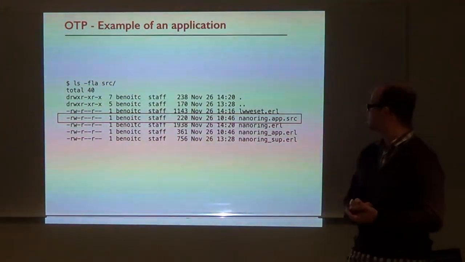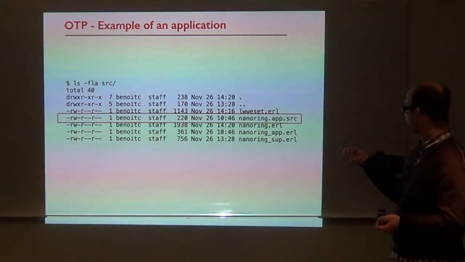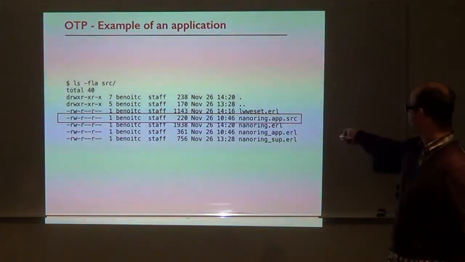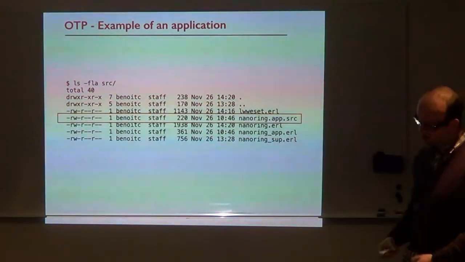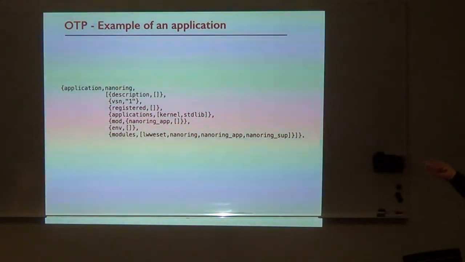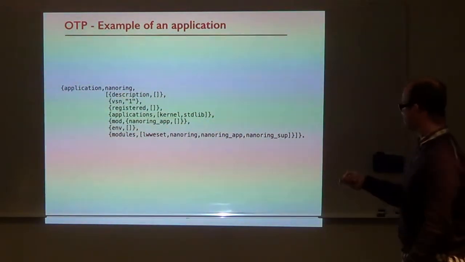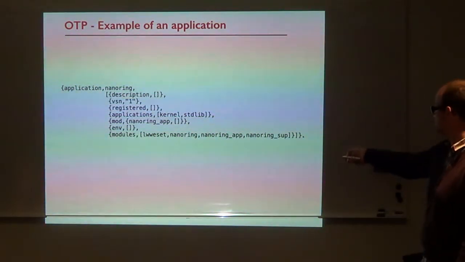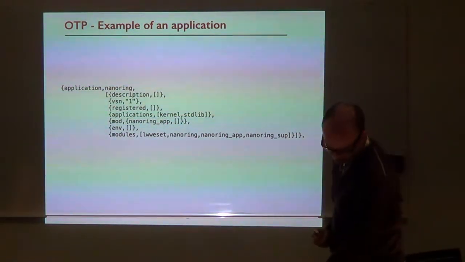The first thing you do when you are creating an application is describing it. And this is all what the app.src is about. We are describing the application called Nanoring. We are giving a name, Nanoring, and a version. Registered, we don't care. We are giving the applications that will not be launched by this application, the dependencies mostly, the module which will launch the application, and the modules that are in the application. We have four modules in this application.